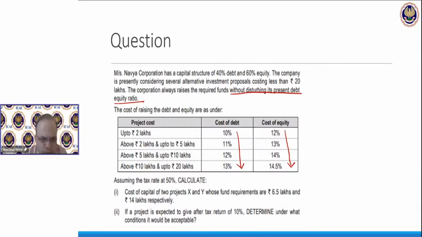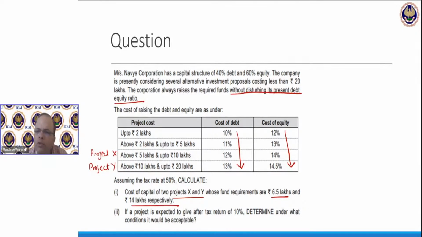Pretty logic. And they're saying that you have to calculate the cost of capital of two projects X and Y, whose fund requirement is 6.5 and 14 lakhs respectively. So I think 6.5 lakhs falls under this project X, and 14 lakhs falls under the next table. Guys, do you agree with me on that note? All okay?